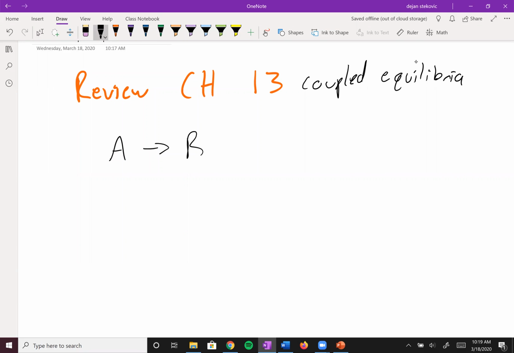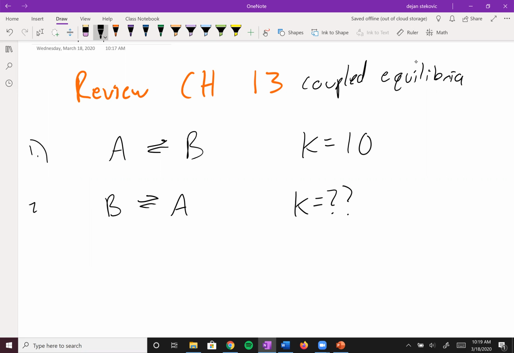So for example, if we have A going to B in an equilibrium, and let's just say that this K's value is 10, right? Then we can have a situation where we're going from B to A, and let's say this K value is question mark. We want to use this top one, number 1 here, to figure out number 2 here. And so going from here to here, what you can see is that we've essentially flipped the reactions, right? In the top, A is a reactant, B is a product, and vice versa in the other. So we flip the equation.